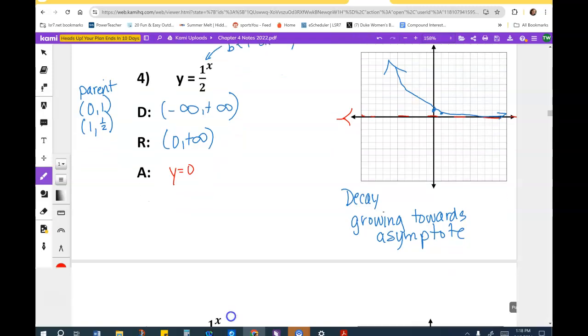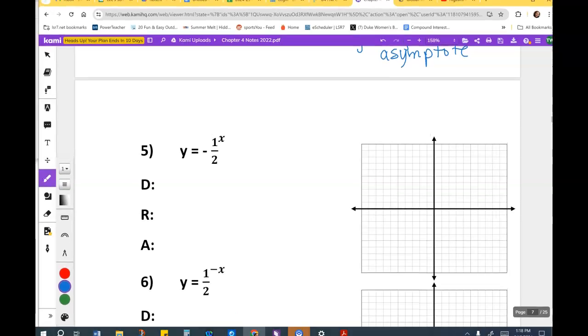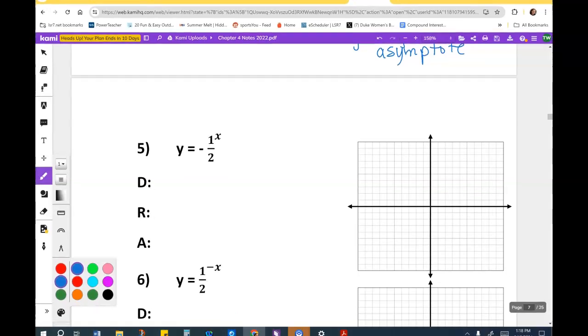Okay, next one. Same base. We have a base of 1/2. This time we have a negative in front. We haven't done that yet. We don't have an h or a k. We're just focusing on that 1/2 in front of it, or the negative in front of it. And we talked about how if we have a negative b, it's going to reflect over the x-axis. I'll get that written here. And that means you're going to change signs of all your y values.